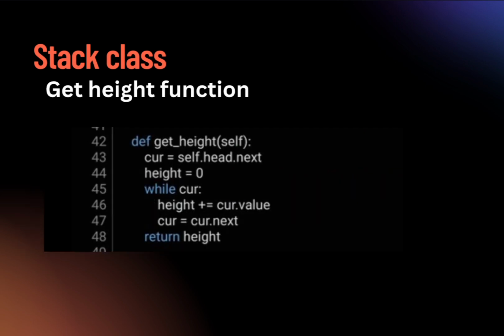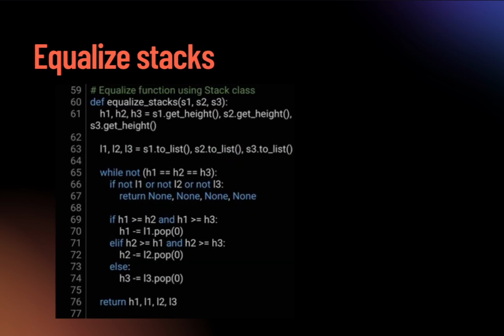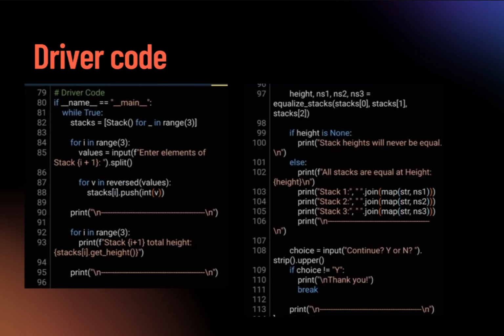The getHeight function returns the sum of each stack to get the height. Next, the toList function. This converts each stack into a list. This will be used later when we equalize the stacks. The equalize stacks function equalizes the height of each stack. We do so by popping elements from the top until we have equalized the stacks or return an empty stack. Finally, the driver code. This contains all of the code that is needed to interact with the user.